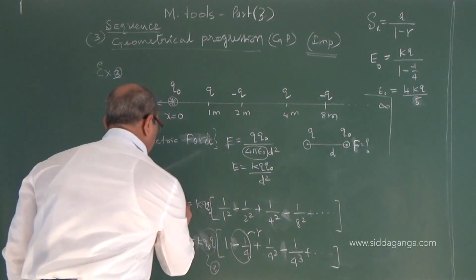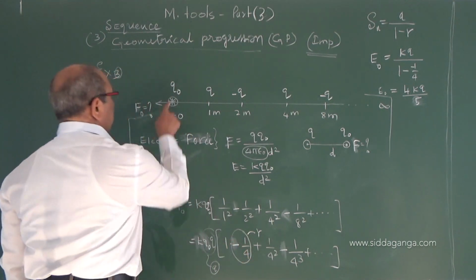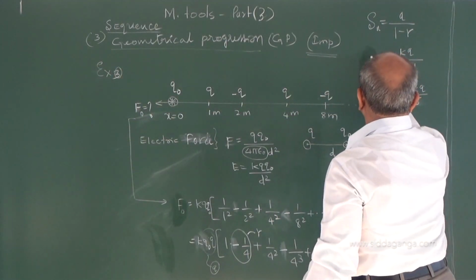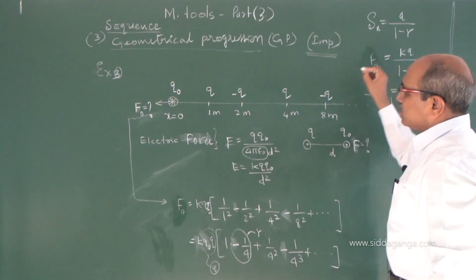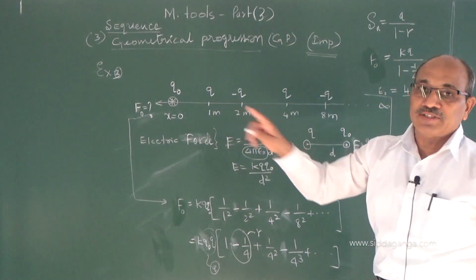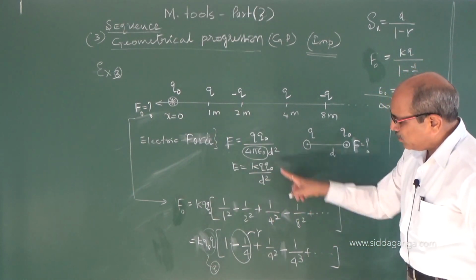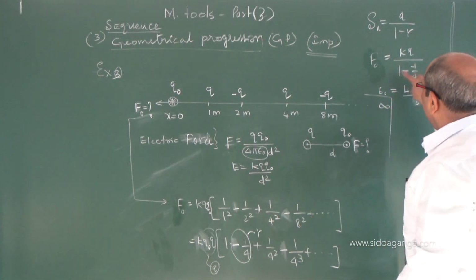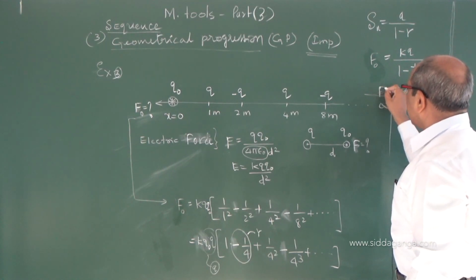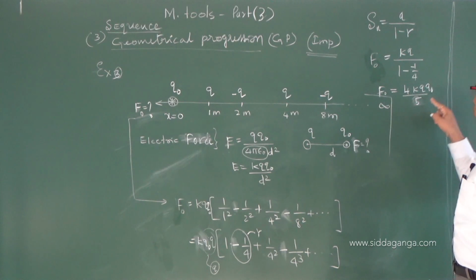This is force F at origin. Now I am getting the force equation. The force on the charge Q naught placed at the origin by all these charges may be plus or minus. The formula is the same, d square we have taken, and the remaining is the same. Only Q naught adds and the force becomes 4kQ naught by 5.